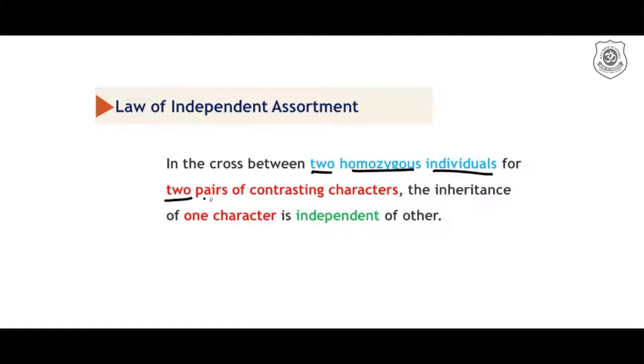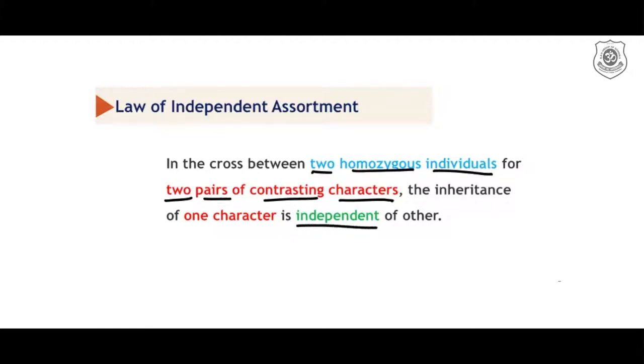For 2 pairs of contrasting characters, what are we considering? We are considering 2 pairs, round wrinkled, yellow green, of contrasting characters. We are considering seed shape and seed color. Seed shape and seed color are the contrasting characters which we are considering with two pairs. Round and wrinkled are the two forms of shape. Green and yellow are the two forms of color. The inheritance of one character is independent of the other.